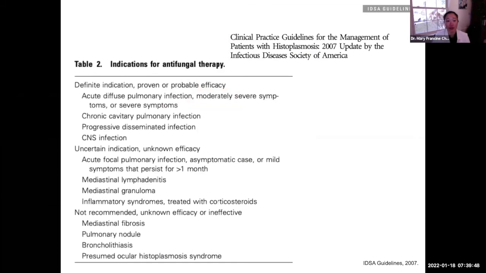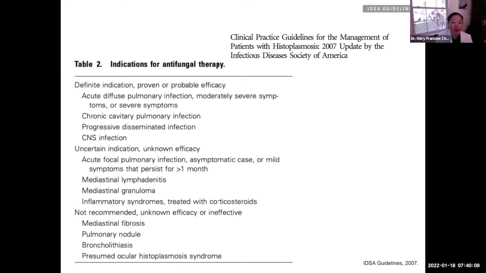And then we'll go through the clinical practice guidelines. This needs to be updated soon though, because it was released back in 2007. So, almost 15 years ago. And really they have this very nice table that has the indications for antifungal therapy.